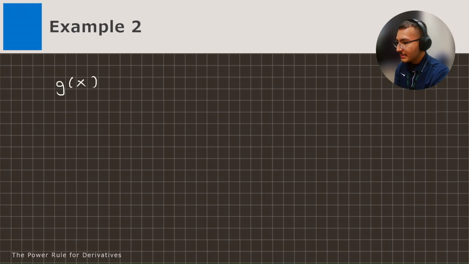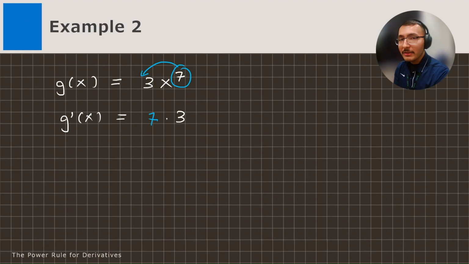So let's consider the function g of x equals 3x to the power 7. We want to find g prime of x. So I'm going to do the same thing. I'm going to take this 7 and move it to the front. Now this one's a little different because there's a 3 there. When I move that 7 to the front, it's going to multiply by the 3 that's already there. So then I bring my x, and then I take my 7 and I subtract 1.